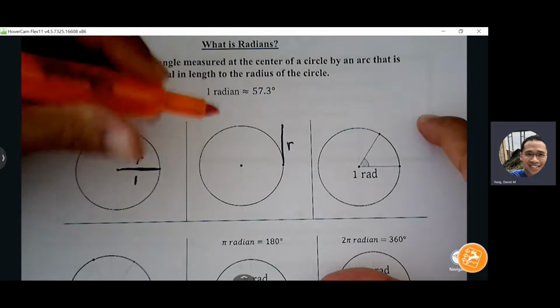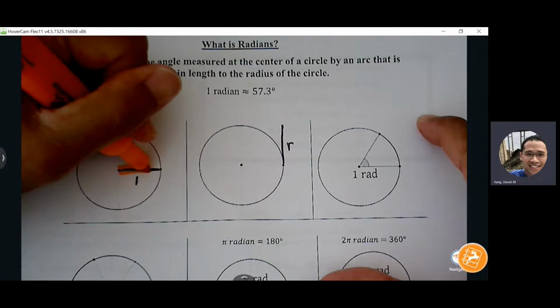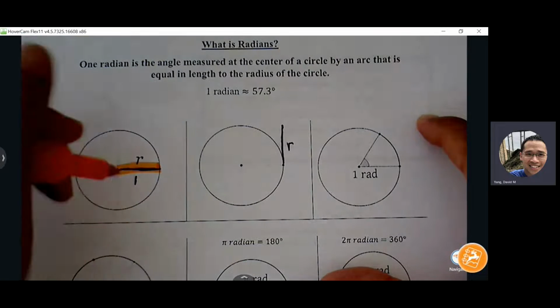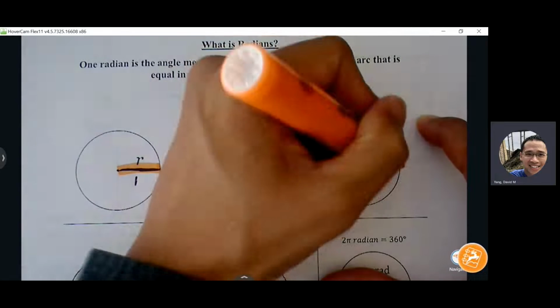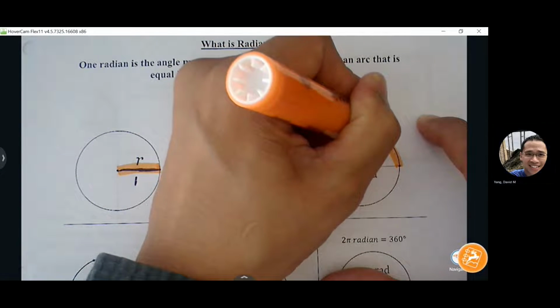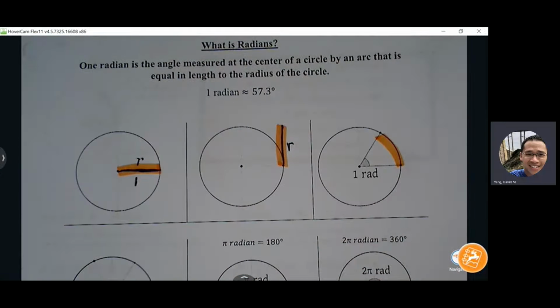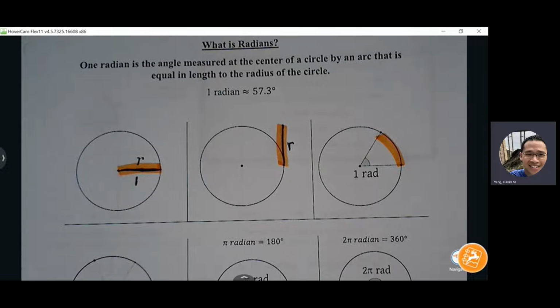So I'm going to highlight what I'm doing here. Let's say we have that distance. We put it up against the edge of the circle, and then we folded it along the edge of the circle. Now, whatever that angle measure is, that is formed by that radius curved along the circle, that is 1 radian. So that measure is 1 radian.